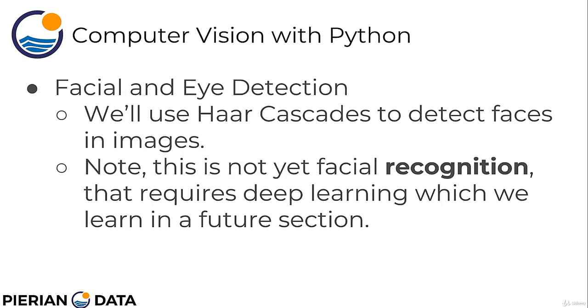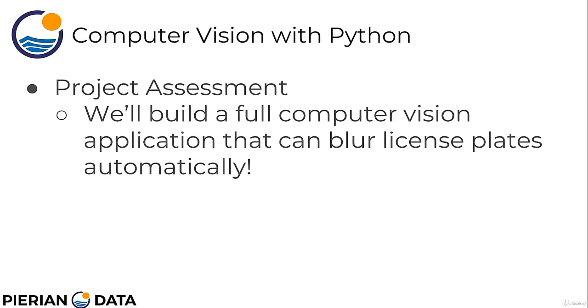Then we'll move on to facial and eye detection. We'll be using Haar cascades to detect faces in images. Note that this is not yet facial recognition. We're only going to be able to detect if there's a face or if there's a set of eyes in an image. We won't be able to yet say whose face or whose eyes they belong to. Later on, when we talk about deep learning, then we'll talk about actually recognizing unique faces or unique images.